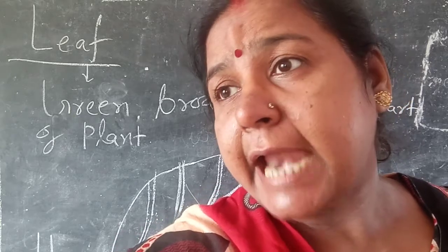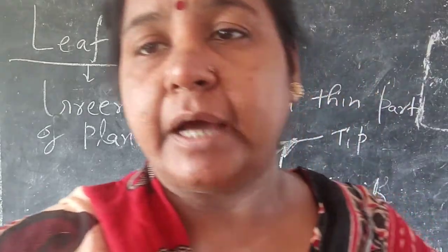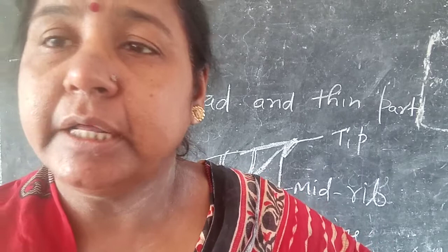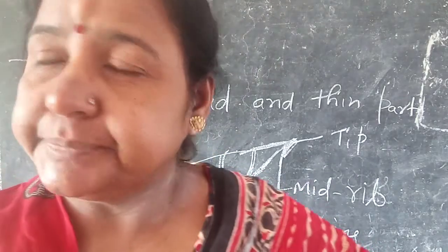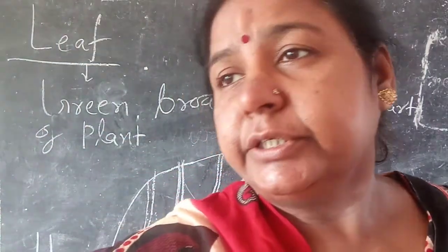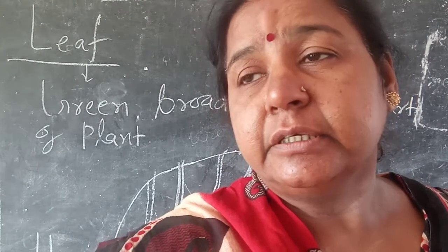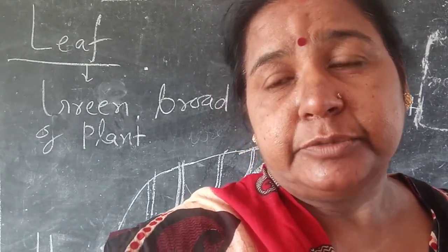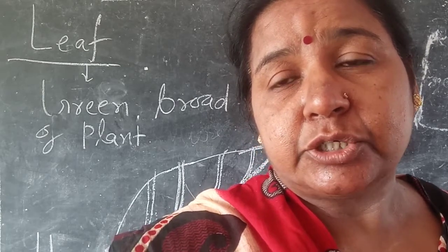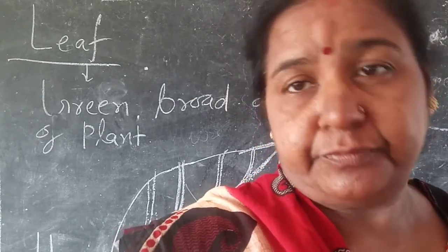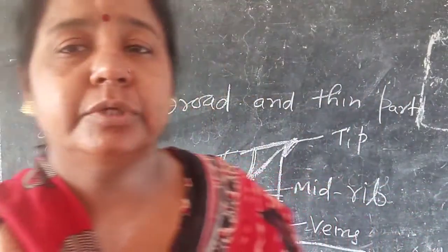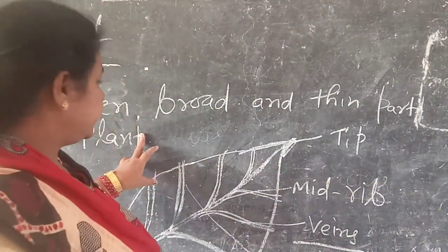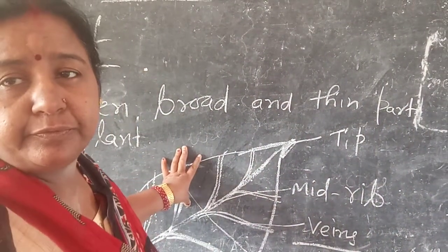Green, broad and thin part of plant is called leaf. Understand? Broad, structured, green part and which is thin is called the leaf. Now, here you see this is a leaf.